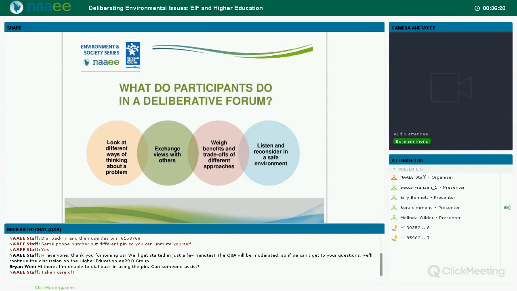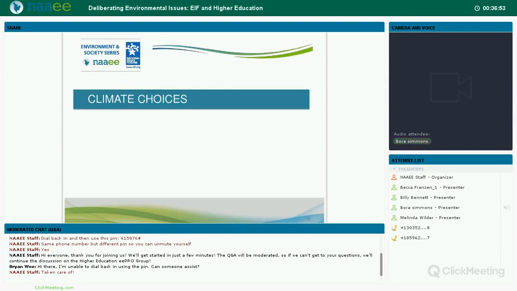The participants, we're certainly hoping that they're trying to look at different ways of thinking about the problem or issue, that they're really exchanging their views, but also listening to other people's views, that they're weighing benefits and trade-offs and thinking about those important values and what people hold valuable, and that they are really willing to listen and reconsider their own views, but in a safe environment.